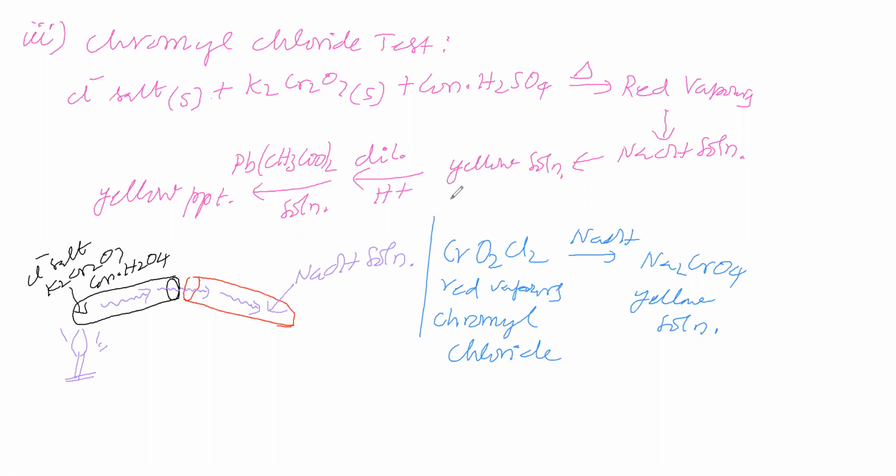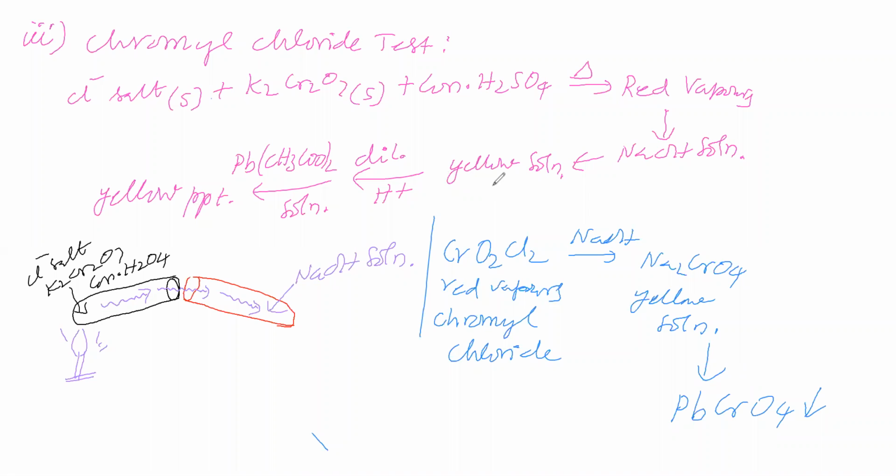The remaining sodium hydroxide you neutralize completely with dilute acid. Then you add lead acetate solution. This lead acetate solution with sodium chromate gives lead chromate, which is a yellow precipitate. If a yellow precipitate of lead chromate is obtained, this is the chromyl chloride test.